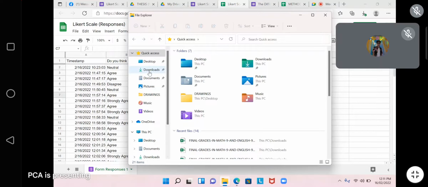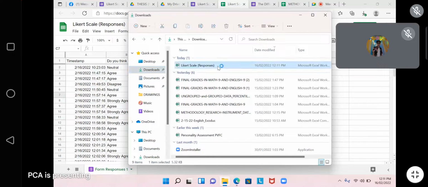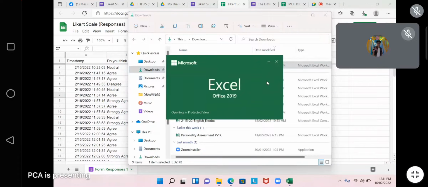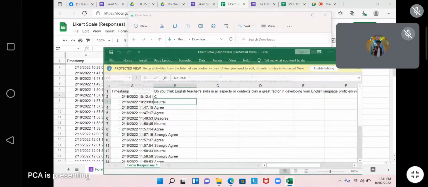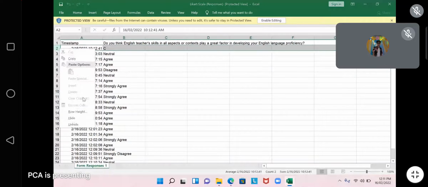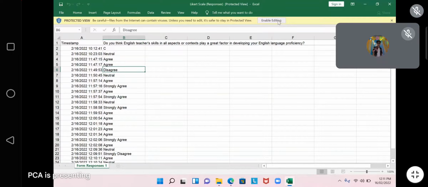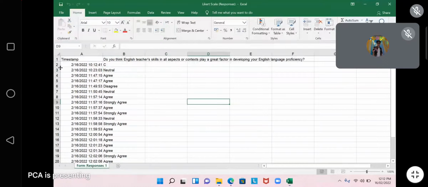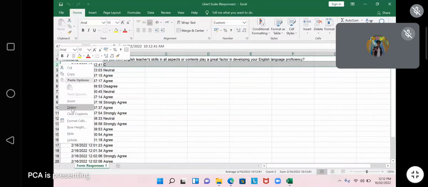Okay, mas mabilis tong laptop ng bata. Okay, that is not Excel yet. This is the Excel, no? Okay, delete that one. Enable nyo siya. So that is deleted now.